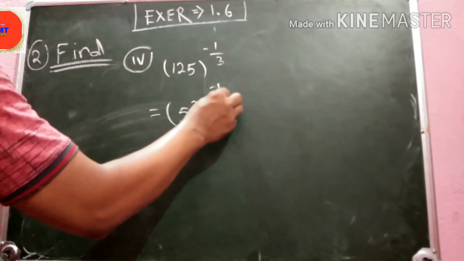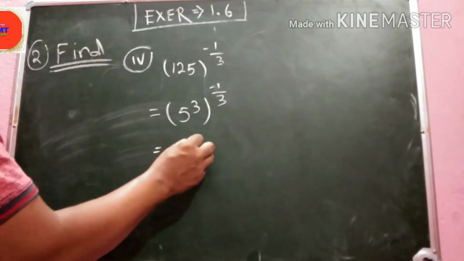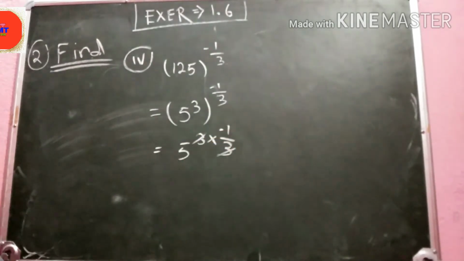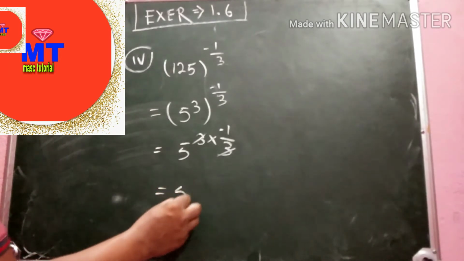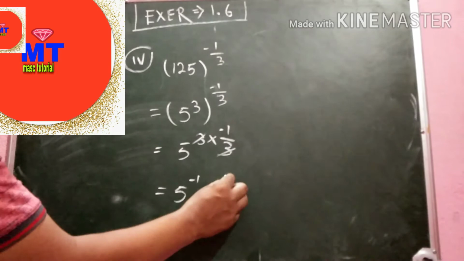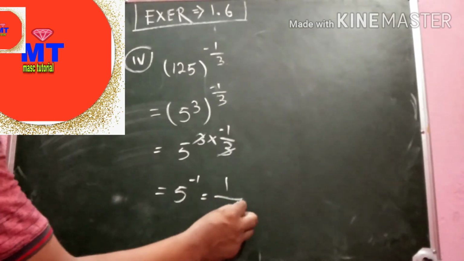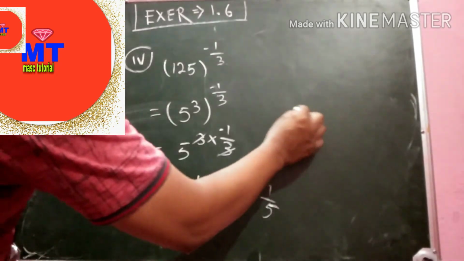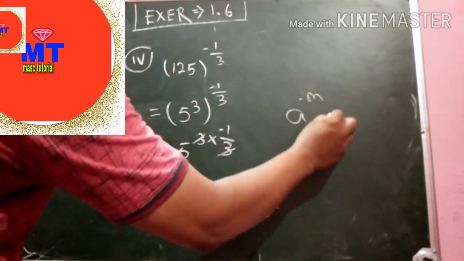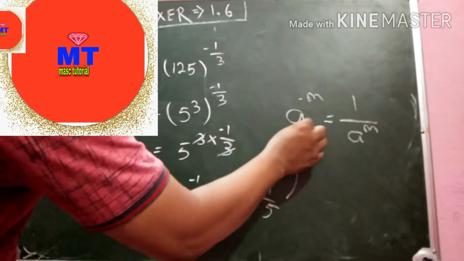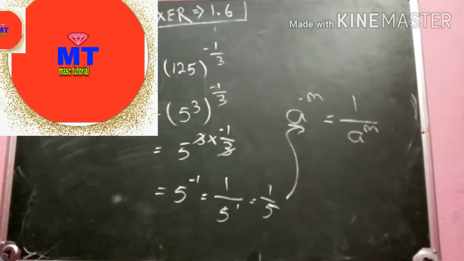-1/3, that becomes 5 to the power 3 into -1/3. Now it becomes 5 to the power minus 1, that is 1 by 5 to the power 1. This is 1 by 5 because a to the power minus m is equal to 1 by a to the power plus m. I have used a formula here.